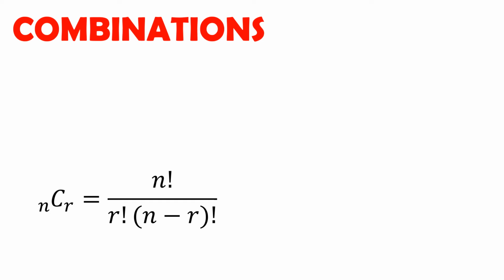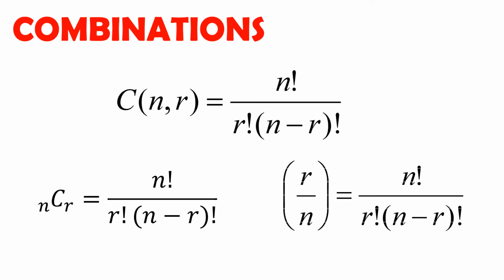This is how we use the formula in solving combination problems. So you have n factorial divided by r factorial times the difference of n minus r factorial. So n refers to the total number of objects and r will be the number of objects that you'll be selecting.